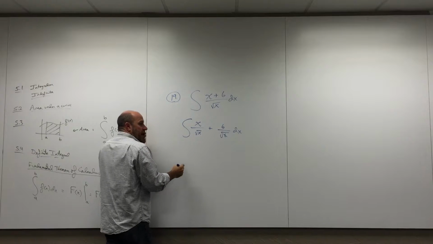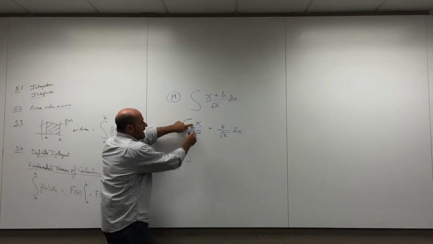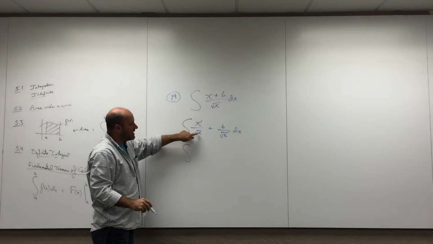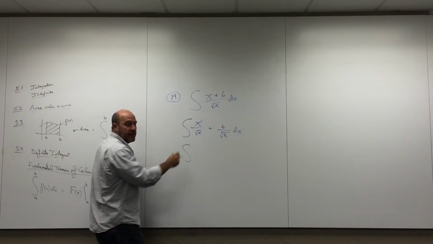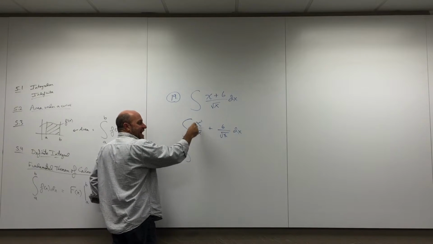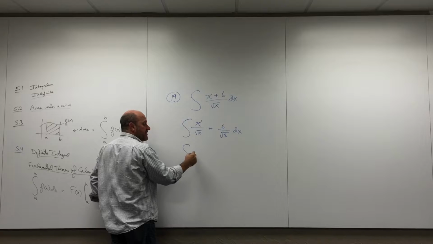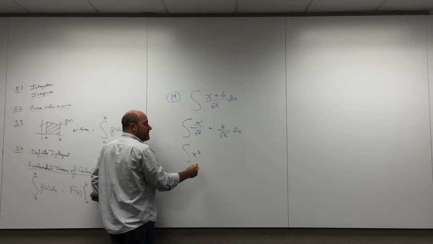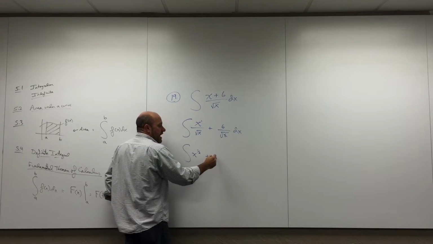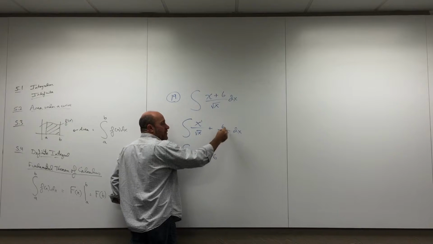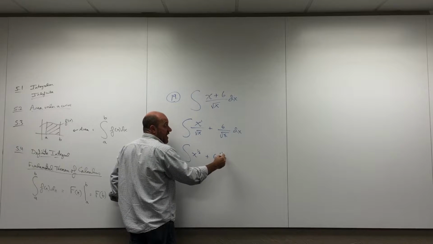Now let me do a little more rewriting. So what is that? That's an x to the first over an x to the half. When you combine, add exponents or subtract exponents, I think you end up with x to the half. Do you agree? Yeah. And over here, the 6 stays up there, but I think I'll move him up and call him x to the negative a half.